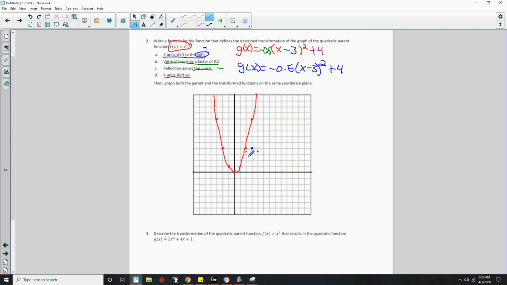So that's my first set of points. So this one went over 2, up 4. So I'm going to go half of that because 0.5 is half. So I'm only going to go over 2, down 2, which is here. Over 2, down 2, which is here. And then finally, I'll do one more point. This was over 3, up 9. So this is going to be over 3, down half of 9, which is 4.5. So 1, 2, 3, down 1, 2, 3, 4, and 1/2 would be right here. And do the same over here. And that would be right here.